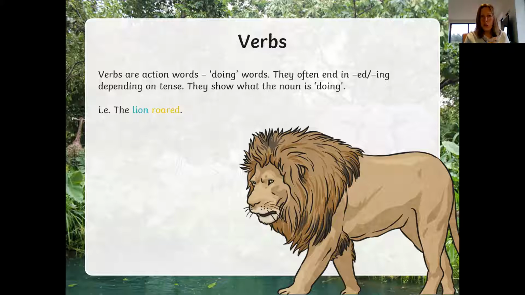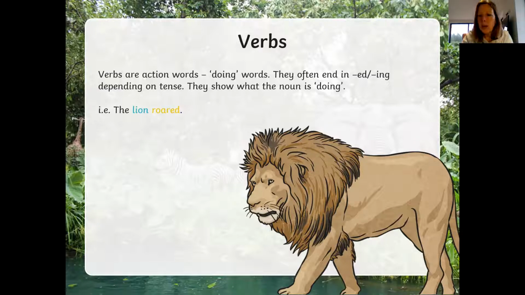Now, in the video, we saw lots of things going on in the picture of what the seagulls were doing, what the waves were doing. And so in the picture that you're going to be looking at as well, we need to think, well, what could be going on in that picture? What's happening? Because verbs are our action words, they're our doing words, and they very often end in ed or ing, depending on the tense. So our ed ending would be if it's in the past tense, it's something that's happened. Our ing is our present tense, so it's happening right now.